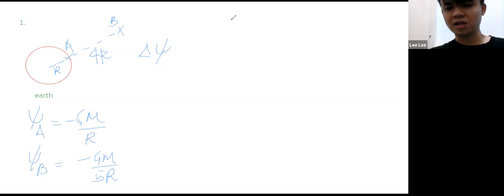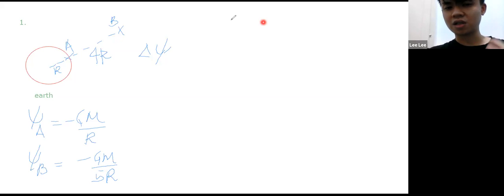It's up to you to take A minus B or B minus A. So when you get a negative value, you can ignore it. But you should always understand one thing. Just now I told you already in the beginning, if you go further from the Earth, your potential energy is increasing because it's going from a more negative value into a less negative value. So when you move from A to B, your gravitational potential is increasing.